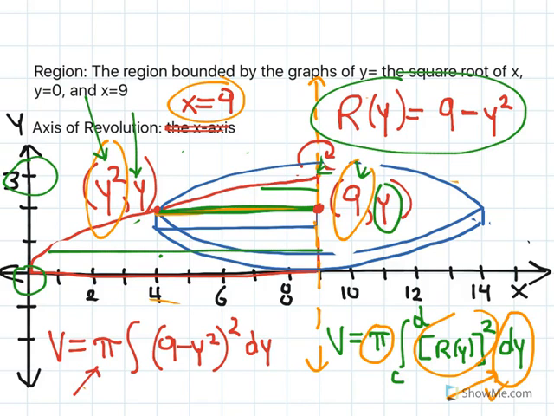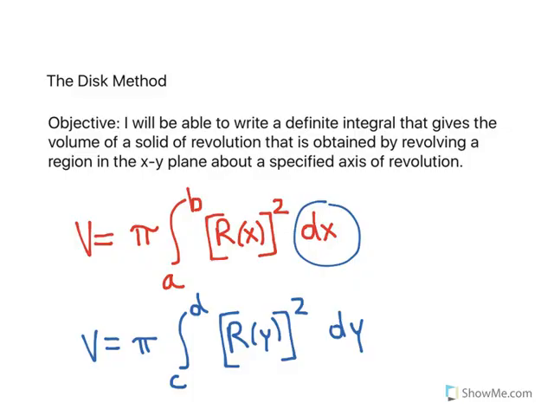What are the limits of integration? Again, we're integrating with respect to y, so you have to look at your region. The y-coordinate of the lowest point is 0, and the y-coordinate of the highest point in our region is 3, and that's the definite integral that will give us the volume of the solid of revolution that is obtained by taking the region bounded by the graphs of y is equal to the square root of x, y is equal to 0, and x is equal to 9, and revolving about the vertical axis of revolution, x is equal to 9.